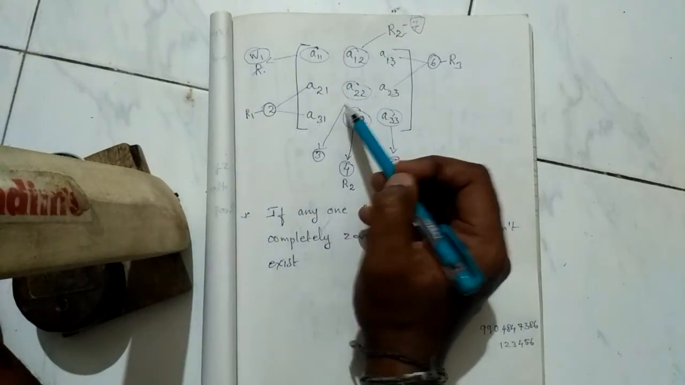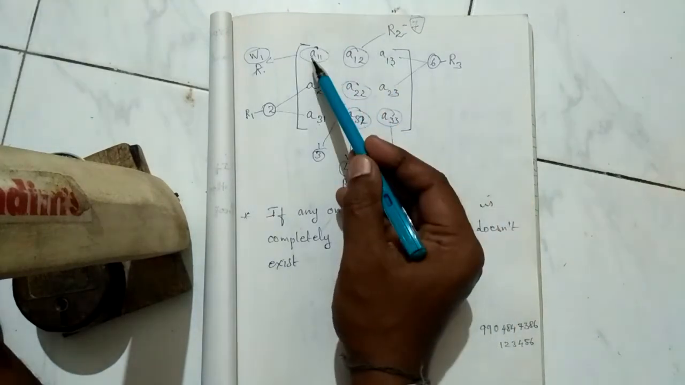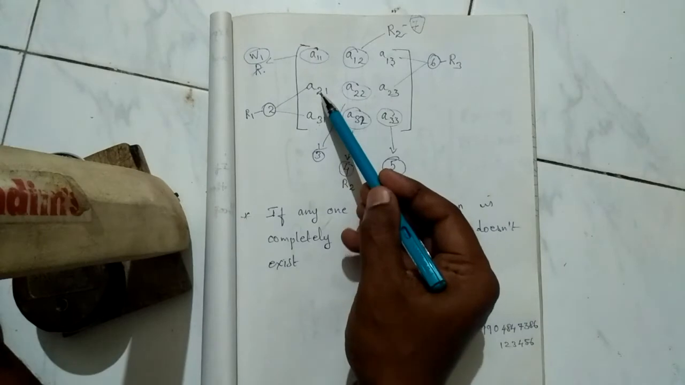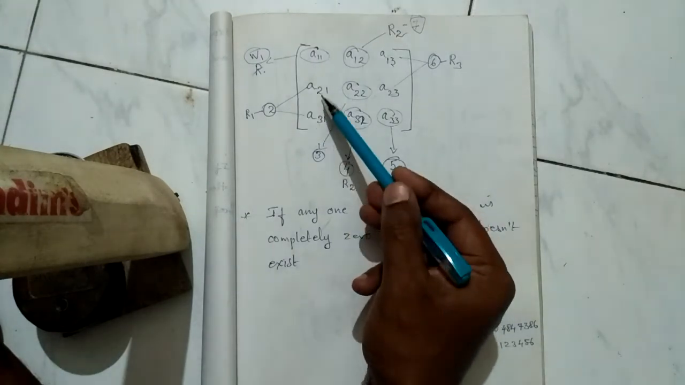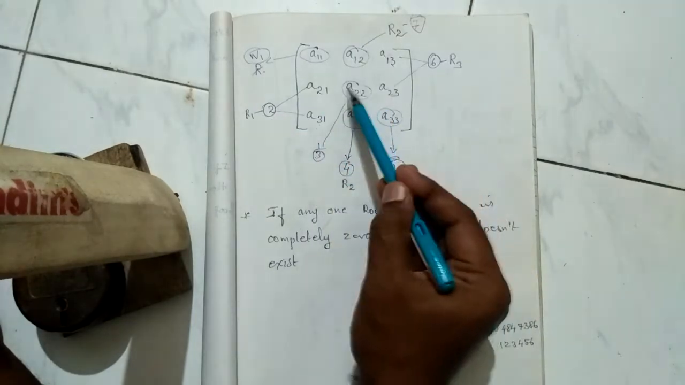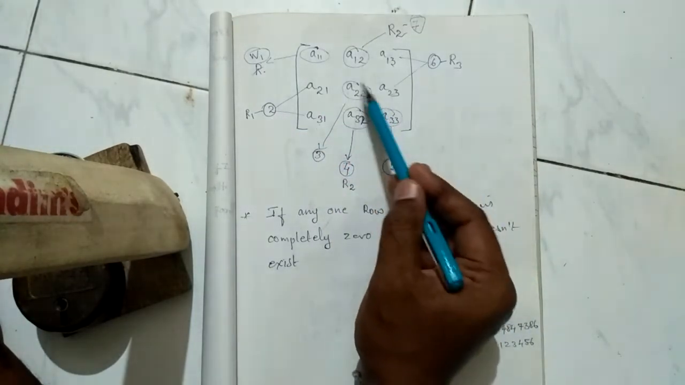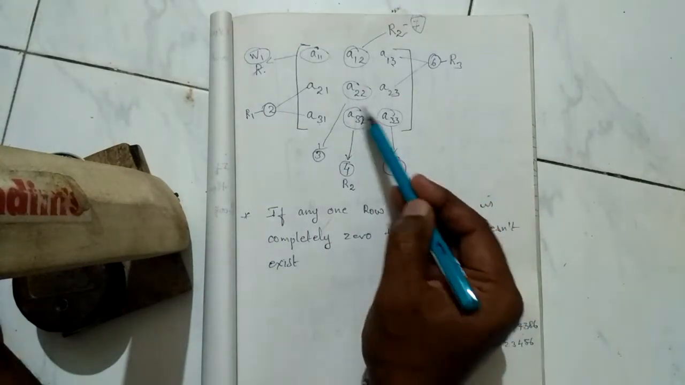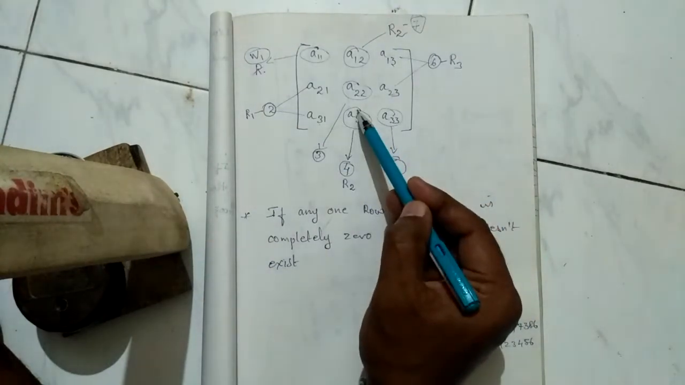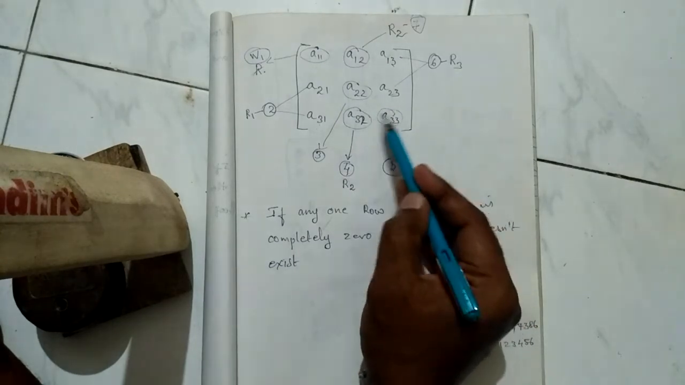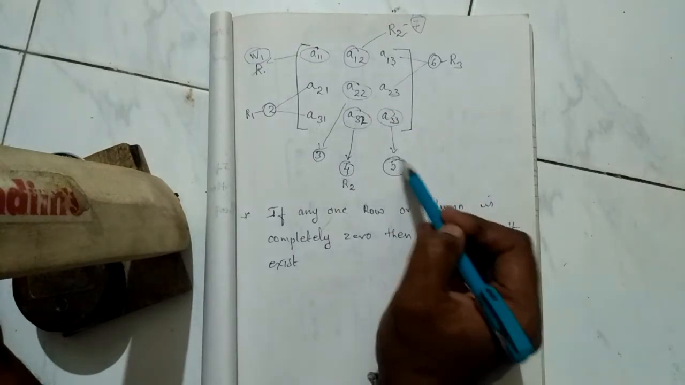Once again we will see what the procedure is. This element you need to make 1. Afterwards, simultaneously make these two 0. That is work number 2. And then this element you need to make 1. That is work number 3. Work number 4, this element you need to make 0. And this element you have to make 1. That is work number 5.